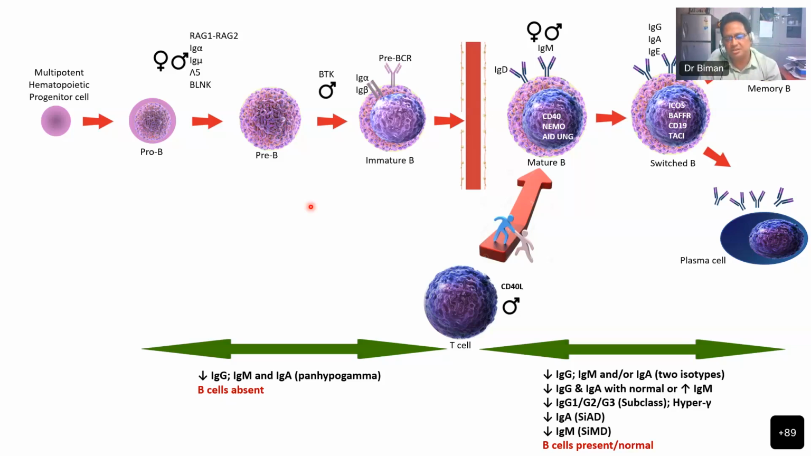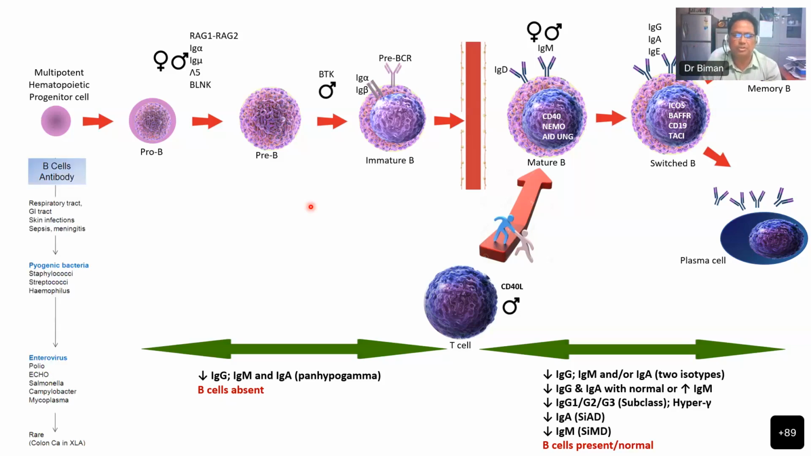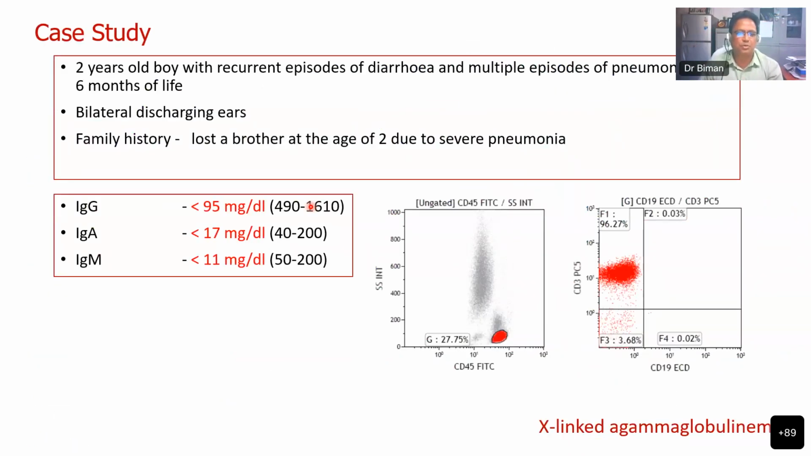Whereas in the later stages, if there is a defect, you will have normal B cells present, but they have hypogammaglobulinemia in different combinations. Now a case: a 2-year-old boy presented with recurrent episodes of diarrhea and multiple episodes of pneumonia since 6 months of life. As I told you, the first few months are protected, so presentation at a later stage is very important. He also has bilateral discharging ears. If you look at the immunoglobulins, everything is low, so pan-hypogammaglobulinemia.